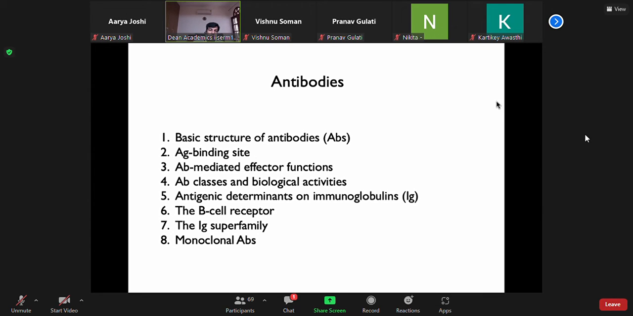Then we are also going to talk about the structure of the BCR. We know that the BCR is a member of the immunoglobulin superfamily. So we are very briefly going to discuss the other molecules which are part of this immunoglobulin superfamily, and eventually we'll end this section on antibodies with monoclonal antibody: how you can generate these monoclonal antibodies, what the process is, and what it requires.